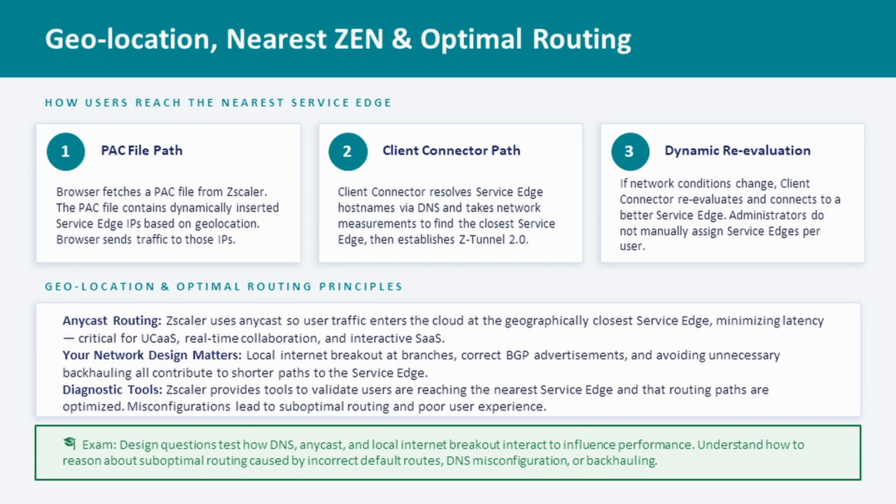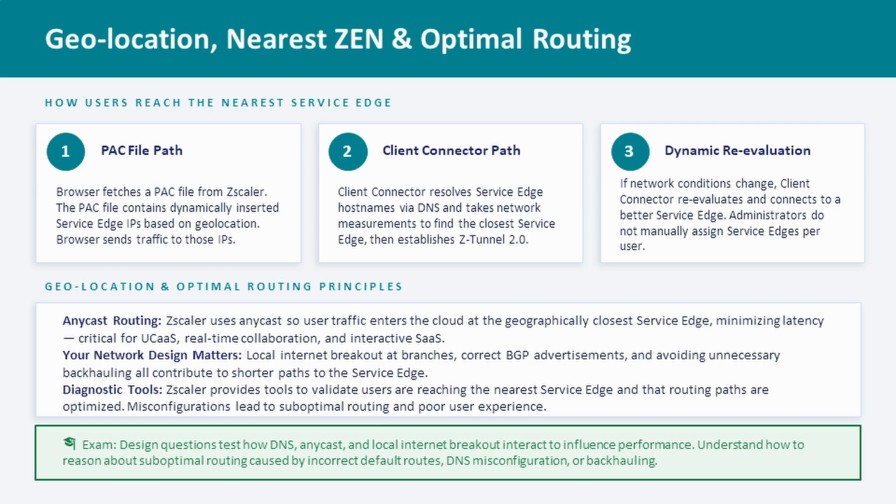Zscaler operates one of the largest security clouds in the world, with service edges deployed in hundreds of locations globally. Major cities, major cloud provider regions, and internet exchange points where traffic naturally concentrates. The goal is that wherever a user is, there's a Zscaler Service Edge nearby, and traffic reaches that nearby edge rather than traveling across the world to a distant one. But getting traffic to the right service edge isn't magic. It relies on specific mechanisms that are worth understanding.